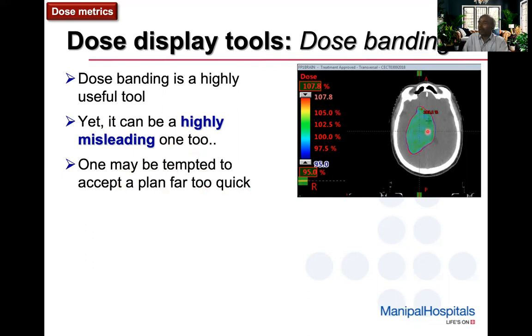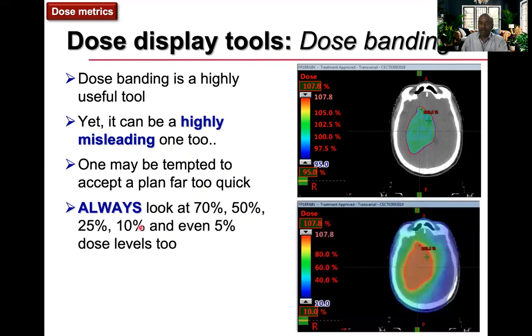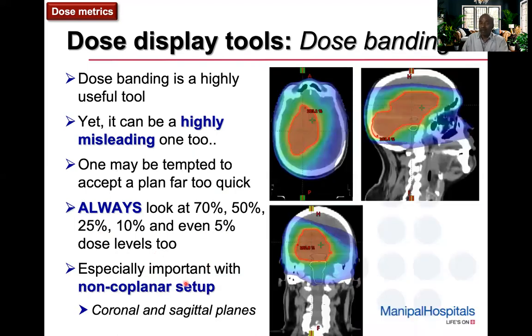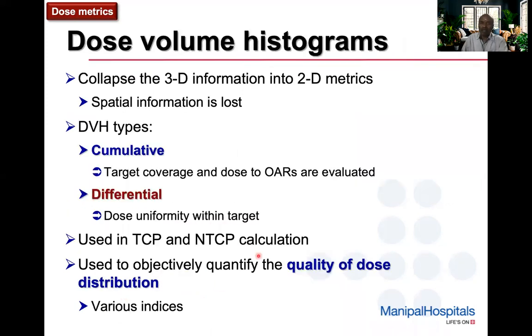By looking at a dose distribution like this, you may be tempted to accept the plan far too quickly without much evaluation. But the important thing is that you always look at lower dose values like 70%, 50%, 25%, going down even to 5% dose levels, before you accept a plan. It is especially important if you are using a non-coplanar setup. If you are using a non-coplanar setup, please do not forget to look at the lower isodose values in coronal as well as sagittal planes. It is a must when you are using a non-coplanar setup.